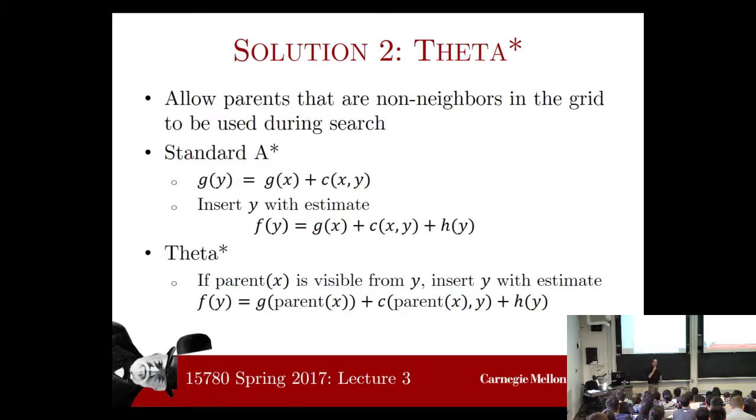Under this other variant that I want to tell you about, called Theta star, what we'll do is the following. We first check whether the parent of X is visible from Y. We might add X as the parent of Y, but if the parent of X is visible from Y, we can cut the corner already. So we'll just add the edge directly from the parent of X to Y instead of going through X. If the parent of X is visible from Y, we insert Y, but the estimate is going to be the G of the parent of X plus the cost of getting directly from the parent of X to Y, plus H of Y. So at the point we insert Y, we already cut the corner. Now we have a better estimate for Y, and this guides the A star process. I think that's a very simple, very cool idea.